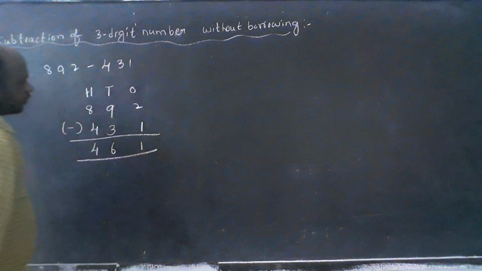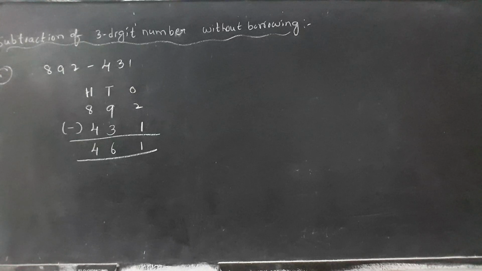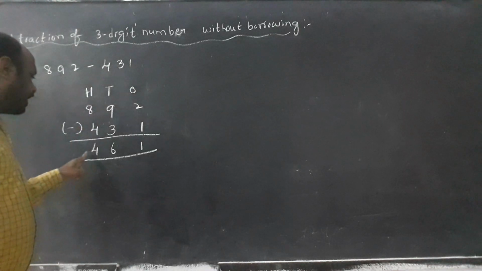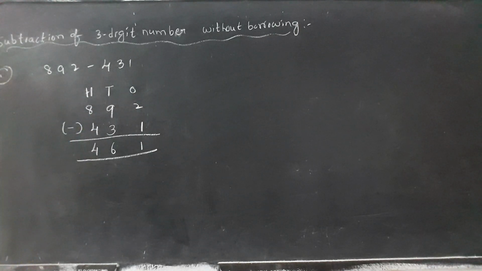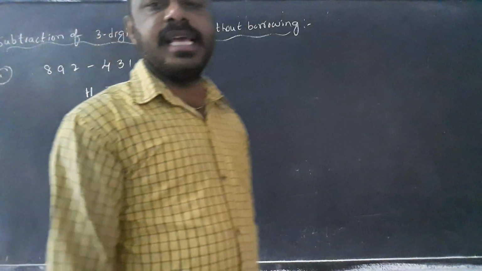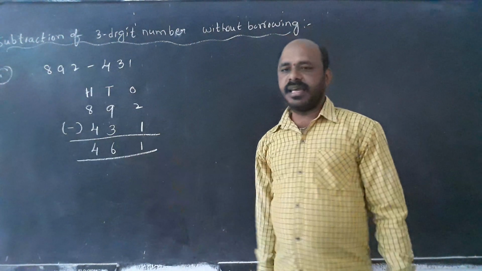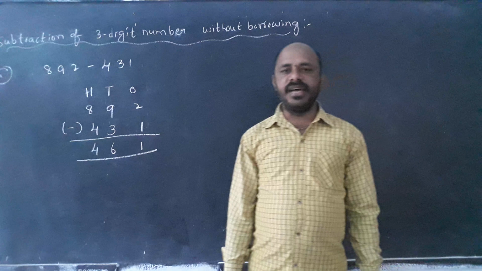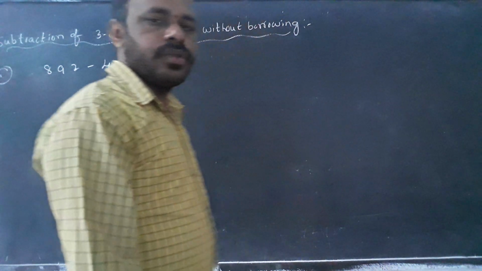What difference did we get? 892 minus 431 is 461. 461 is the difference of the given numbers. Now we go to the next one.